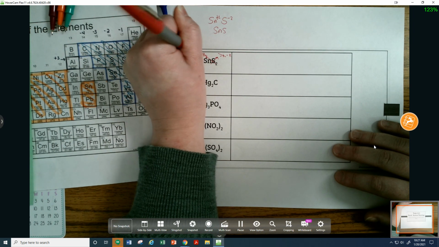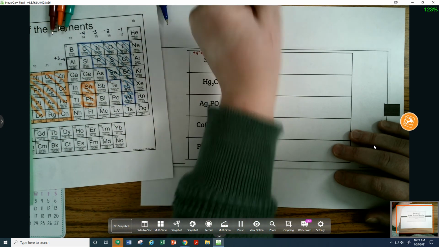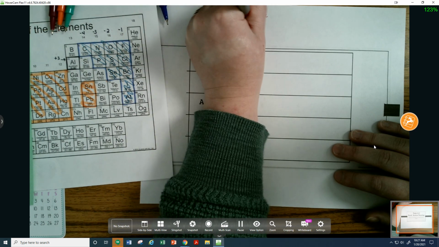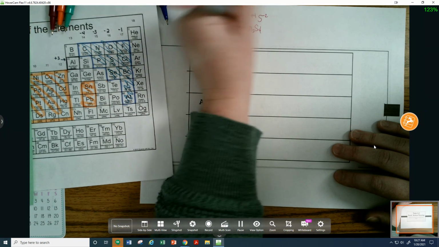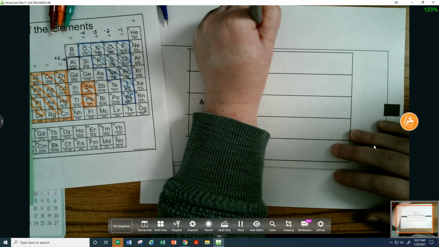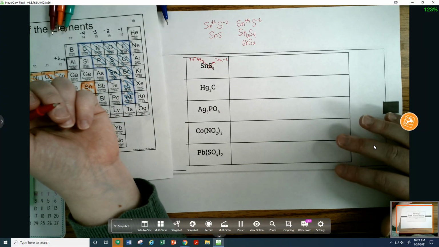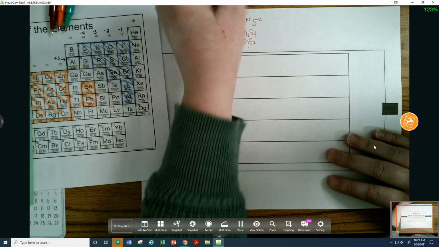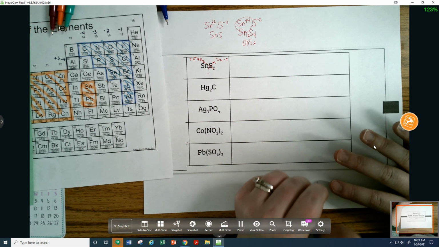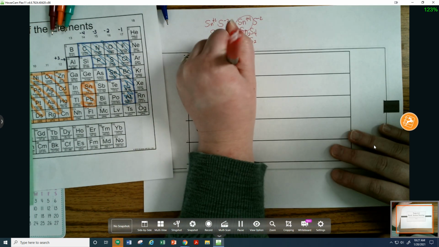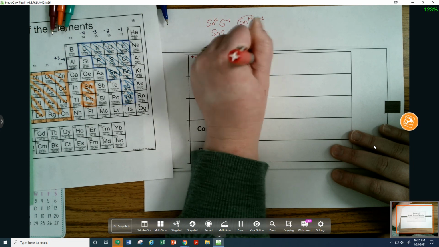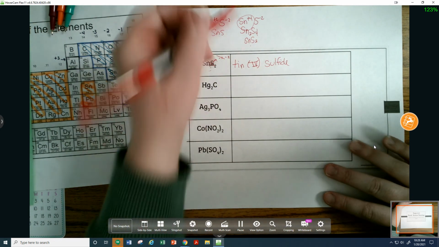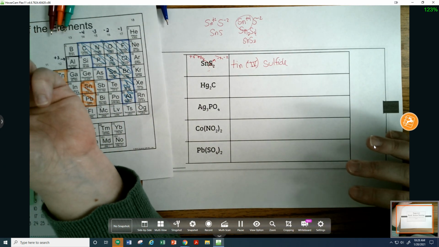Well, if you go up to your next even number, let's try a +4. So if you try this out, we have +4 -2. We get Sn2S4, which indeed simplifies. So this is a lot like algebra in that you can check your work. This is the correct formula that I have. So that is the correct charge. So when I go to name it, this would be tin(IV) sulfide.